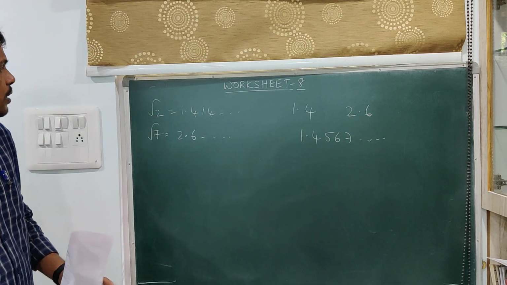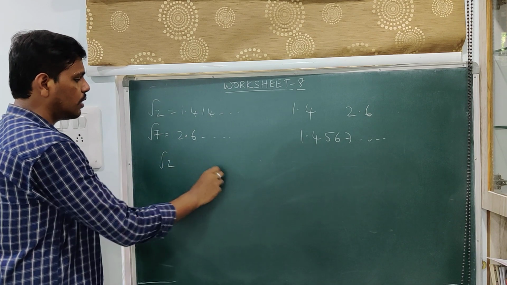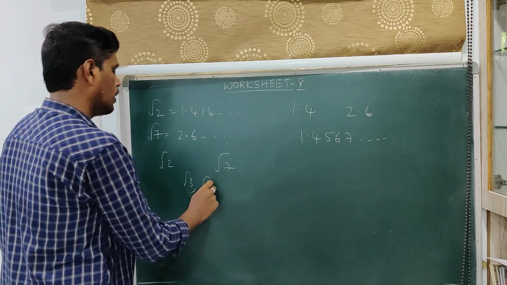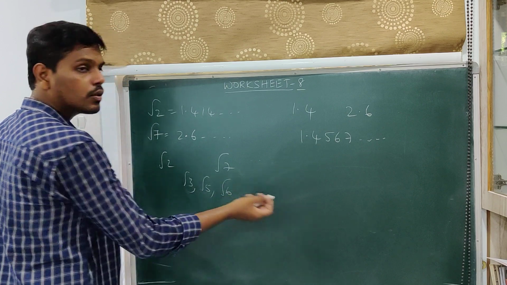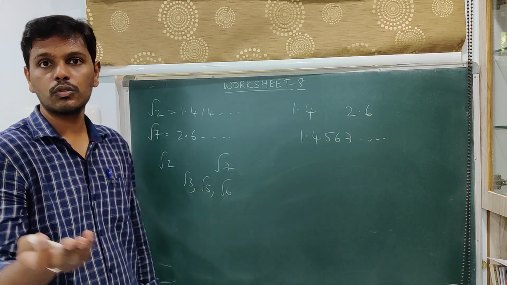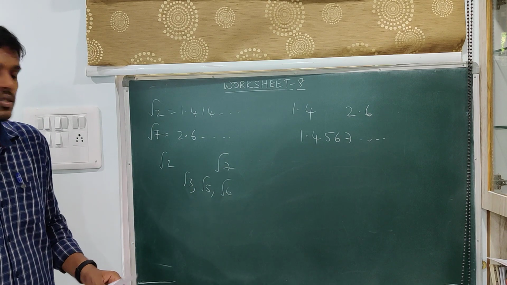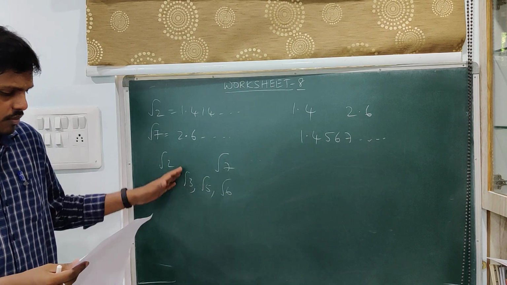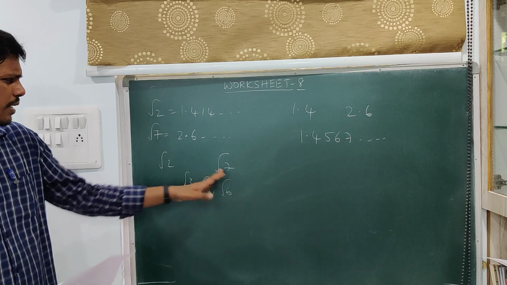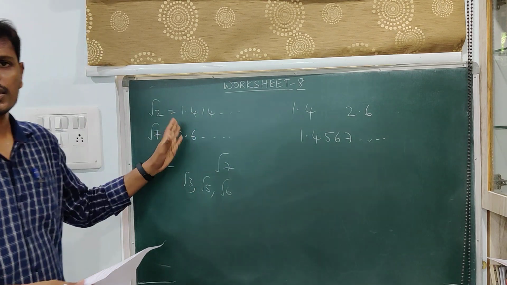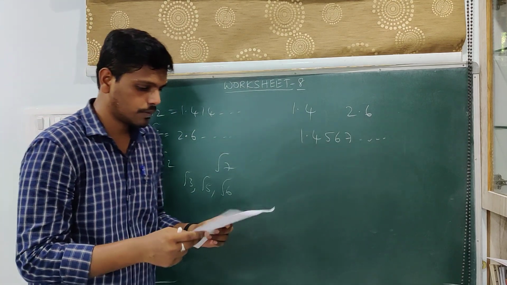The other way is, between root 2 and root 7, we can have root 3, we can have root 5, we can have root 6, but root 4 is not an irrational number because root 4 you can extract, which is 2. So that is not an irrational number. So these are your irrational numbers. By looking at this, you can write these very simply, or you can go with a general process. This applies for any given numbers.